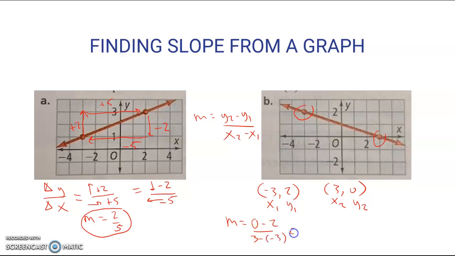And this is why 1.5 was so important. You can use a calculator if you like. It's just not necessary if you know how to do your integers. 0 minus 2 is negative 2 over positive 6. And as always, just like I taught you back in elementary school, put everything in simplest form. My common factor between 2 and 6 is 2. This becomes negative 1/3. So my slope equals negative 1/3.